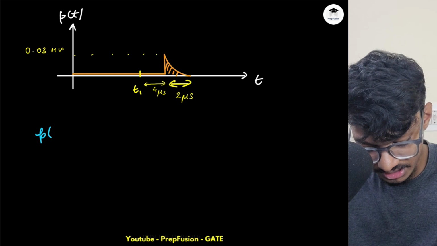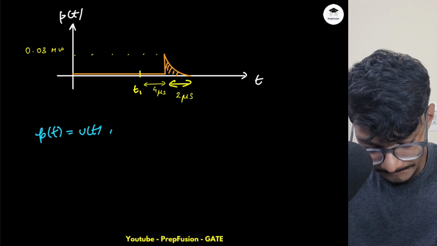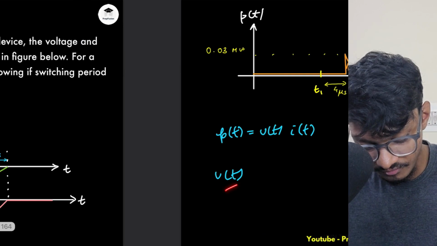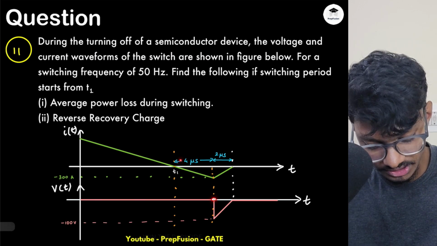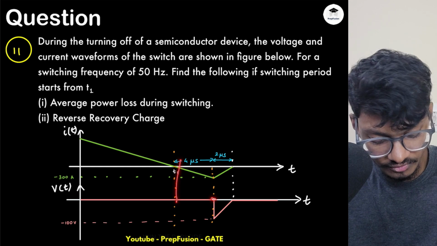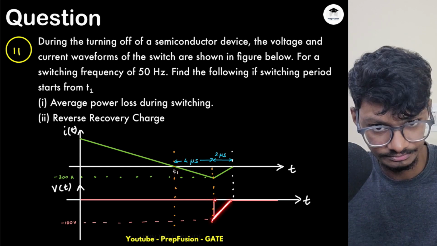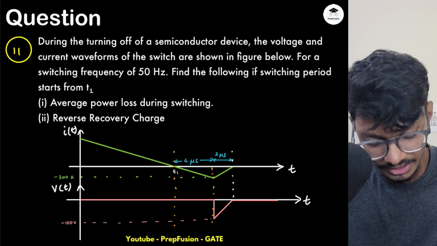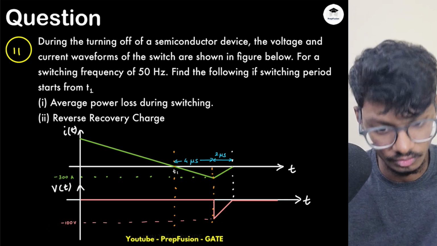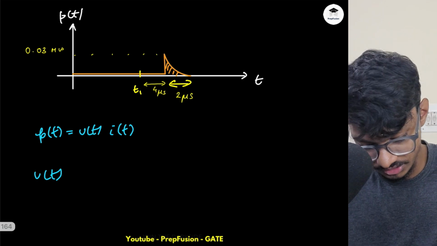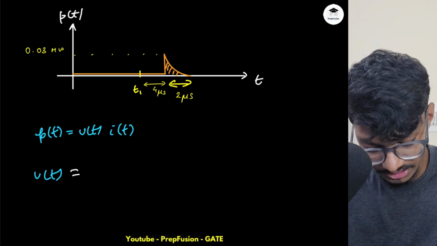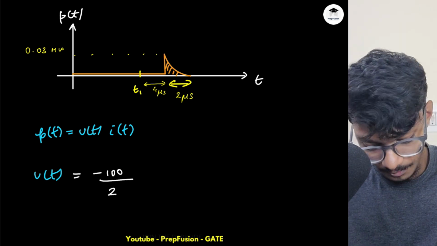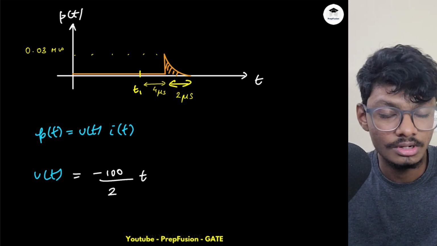So P of t is V of t into I of t. How can I write my V of t? I will start my V of t from this point. If I start from here, my slope is reducing, going to 0. How much is the slope? It is dv upon dt, which is 100 upon 2 micro. I will write t in microseconds for consistency. So it is minus 100 upon 2 micro because voltage is reducing, minus 100 upon t, and there is no x intercept.